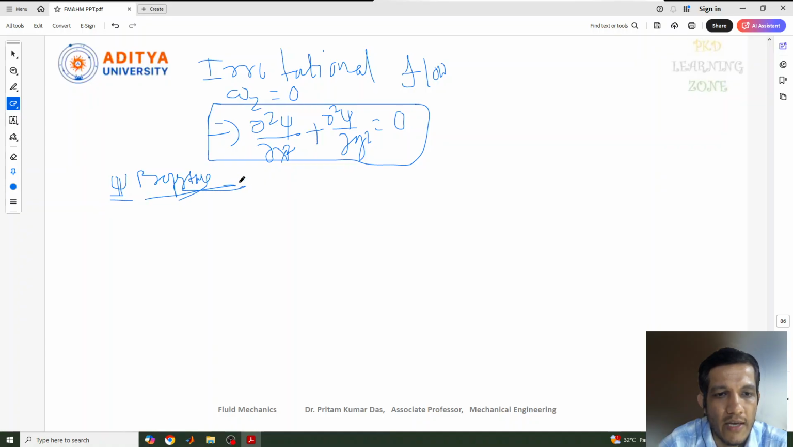Properties, two things will be there. For psi to exist, flow should be there. So how can we say that the flow is there? For that also a condition is there. So we can say two conditions or two properties.